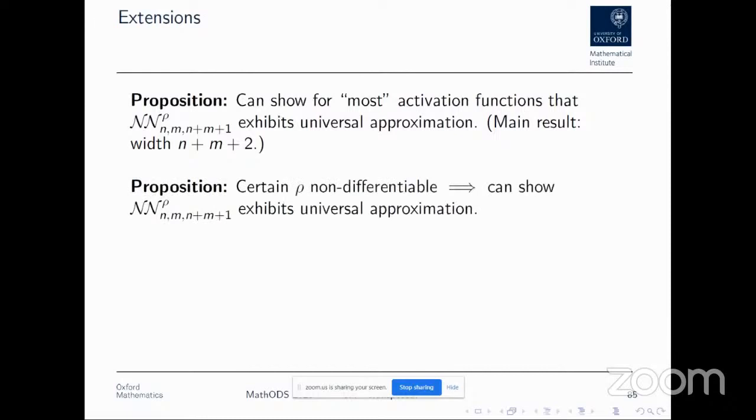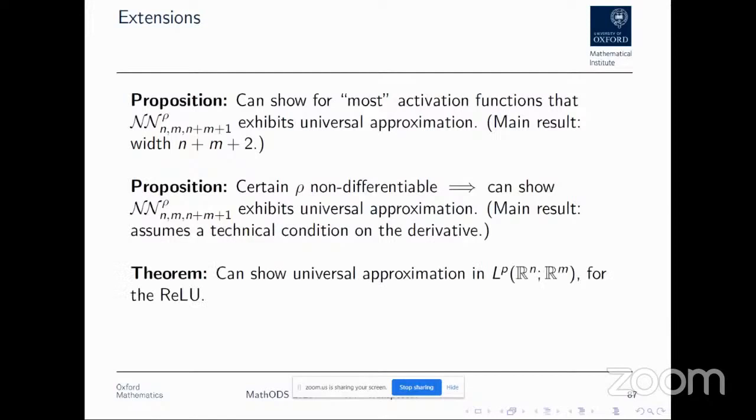Another one is non-differentiable activation functions. If you recall, we had this technical condition on the derivative, but it's actually possible to show that for certain non-differentiable activation functions, you can pull more or less the same trick: if you have a very nice activation function, you can get it to look like the identity, even if it's non-differentiable. So we can show that for certain non-differentiable activations.